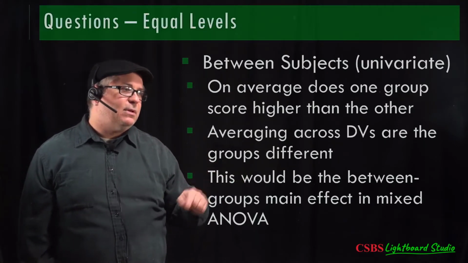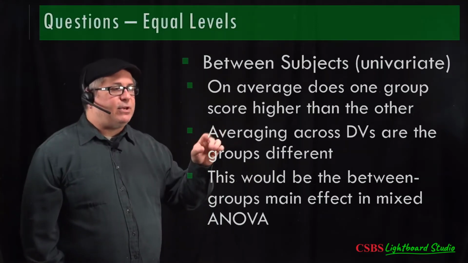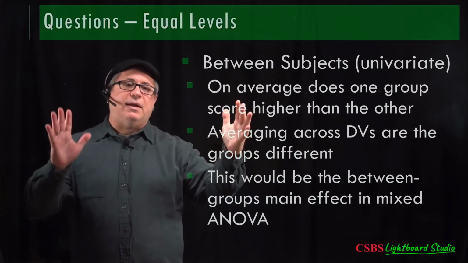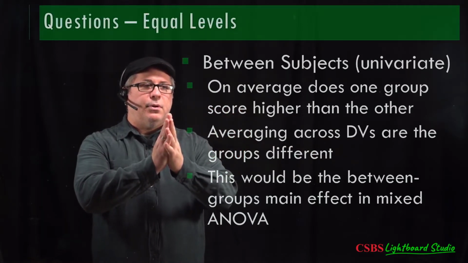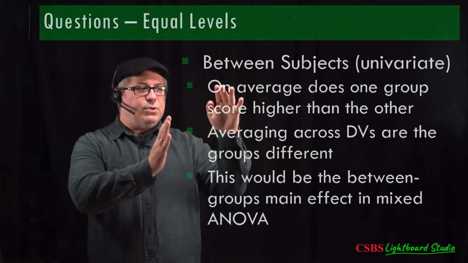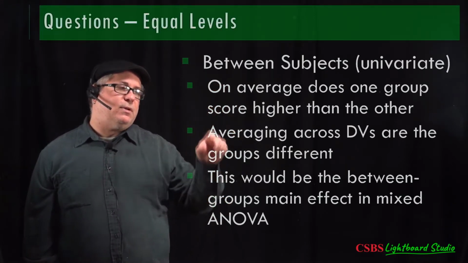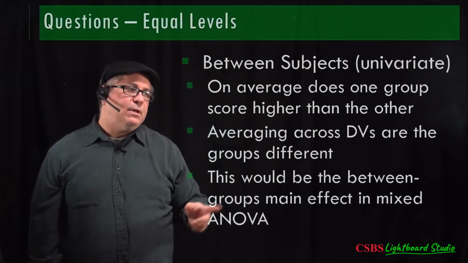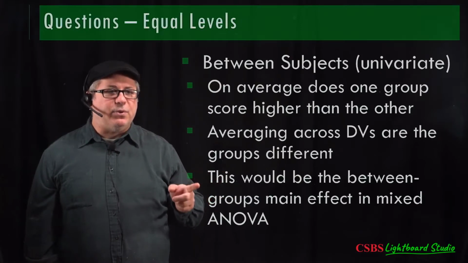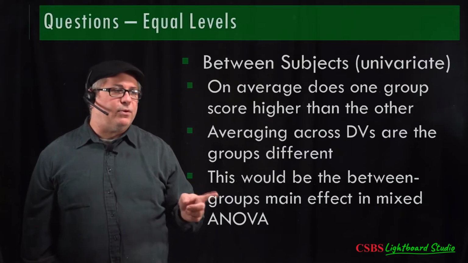They're equal levels, so on average, no one group scores higher than the other. On average means averaging across all the DVs. If I take time 1, time 2, time 3, time 4, and I average across them, I'm going to get a mean for every single person, and then I can do a univariate one-way ANOVA comparing those scores to test for equal levels. This would be the between groups main effect in a mixed ANOVA. In fact, we're going to interpret the exact same between groups main effect, the univariate effect that was in the mixed ANOVA in the first place. So this one's going to be treated univariately.